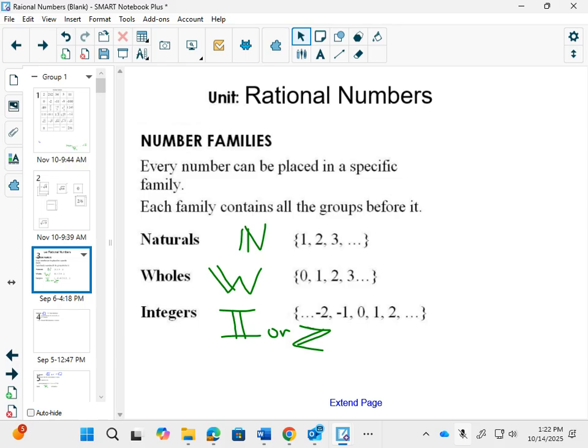Then somebody moved to Canada, and the temperatures got really cold, so they had to include negative numbers. And if you have the positive natural numbers, 0 is a whole number, and now you include all of the negative numbers, you get the integers. The symbol for the integers is either an I with a double line or a Z with a double line. They use the Z more often in higher level math. It actually comes from the German word for number, Zahlen, which starts with a Z.